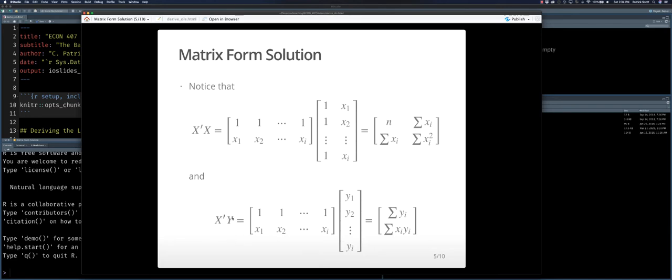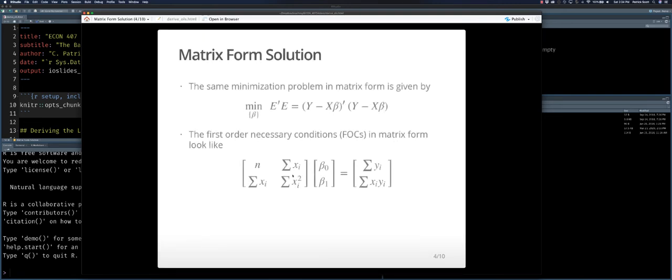Likewise, for x prime y, the transpose of x times y, we have the exact same type of calculation, and we end up with the other side of that equation. So here you can see exactly how we solved for both of these, this vector here and this matrix here.